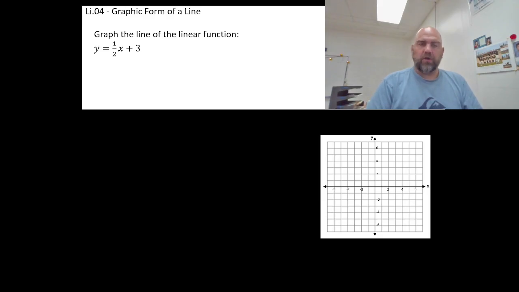So that's going to tell us that our slope is 1/2. Okay, that's that m value, right? That slope. And our y-intercept is at positive 3. I have my small little graph there on the bottom right.